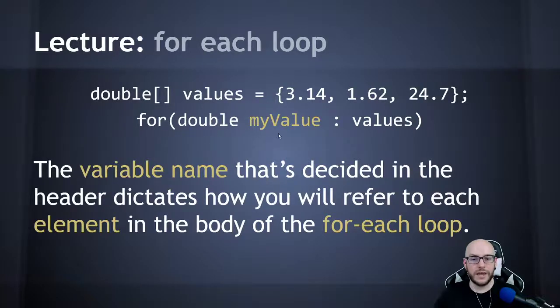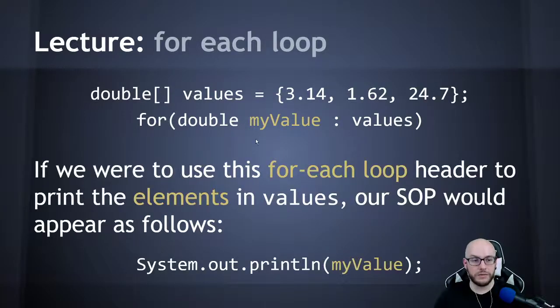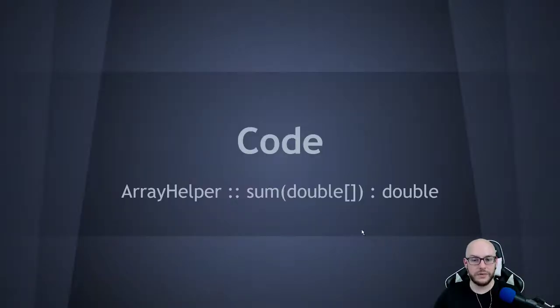The variable name that's decided in the header dictates how you refer to each element in the body of the loop. So whatever I call the variable here, this is a variable declaration. I have a data type. I have a variable name. Whatever you decide to call it here, that's how you refer to the current element in the body of the loop. If we were to use this for each loop header to print the elements in values, our SOP would appear as follows. We're doing a print line of my value.